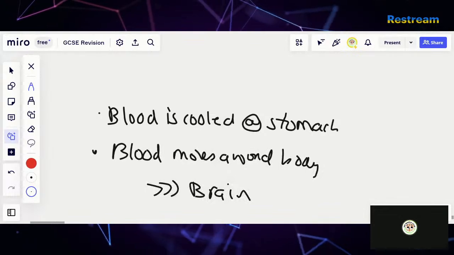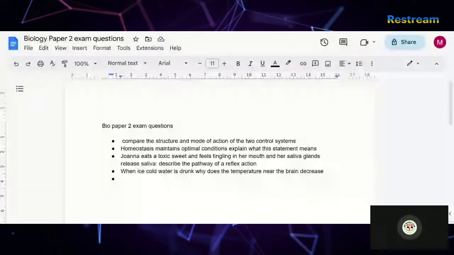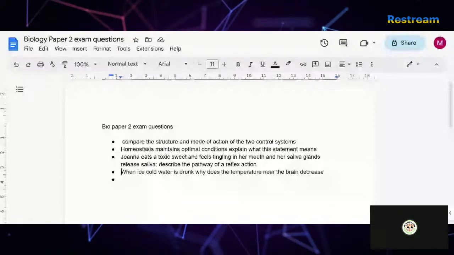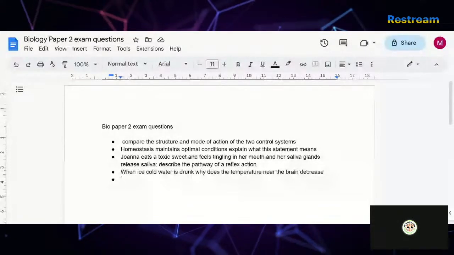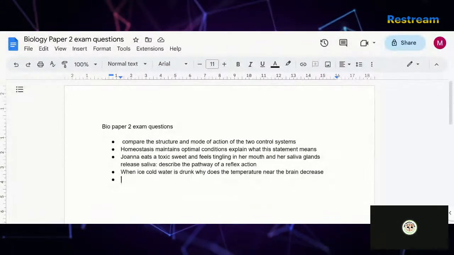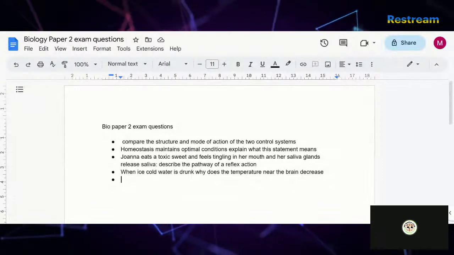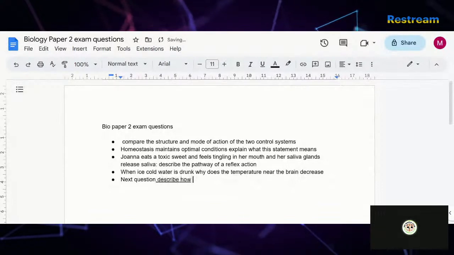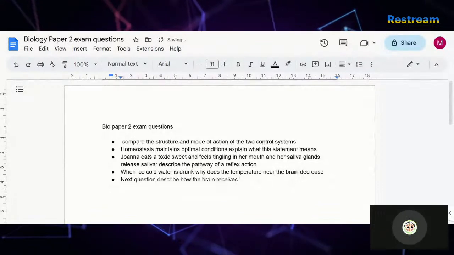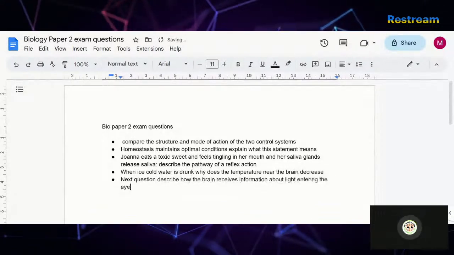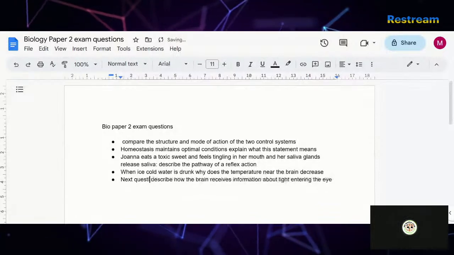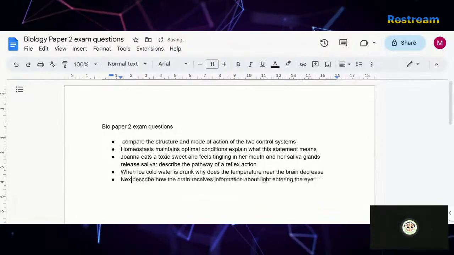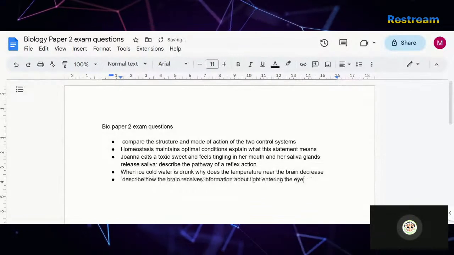Okay, let's move on to the next question. Describe how the brain receives information about light entering the eye. So we have to describe how the brain receives information about light entering the eye.